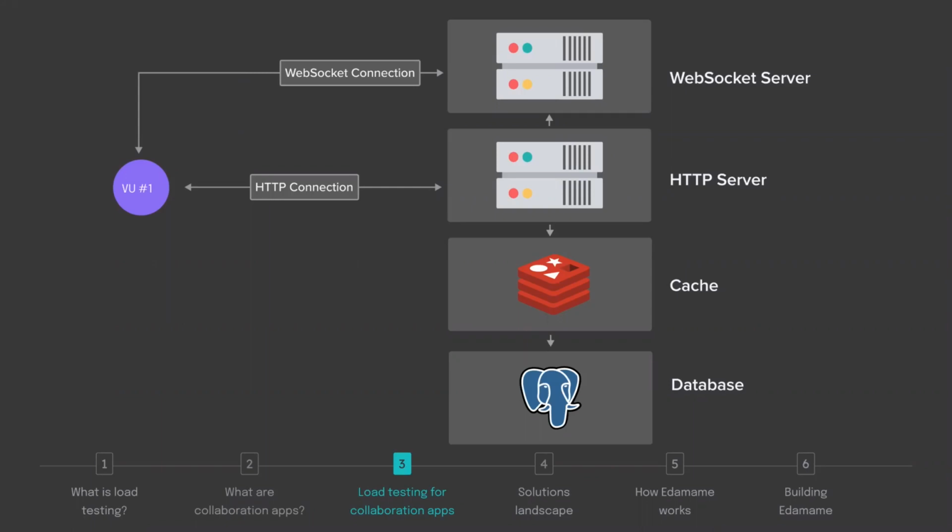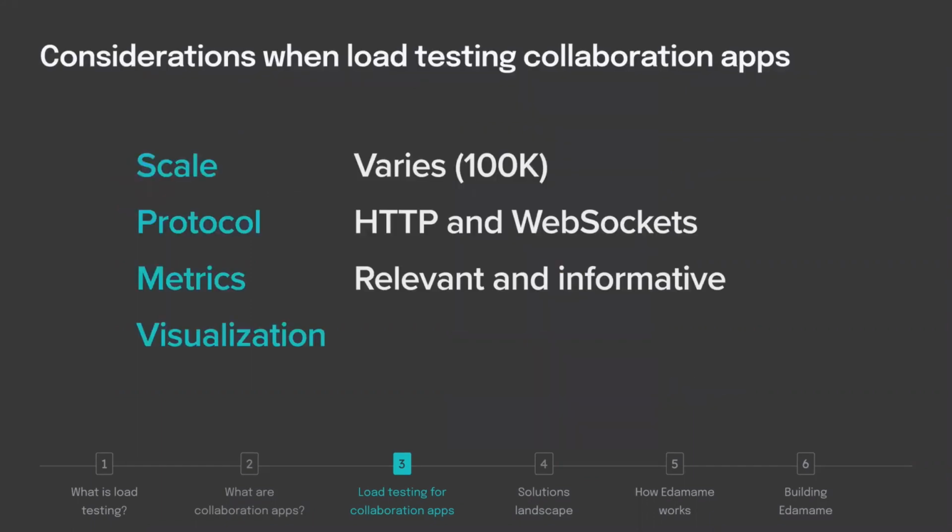So to make sure that the architecture is being tested comprehensively, the load tester's virtual users should simulate WebSocket connections. This will give the WebSocket server something to talk to and ensure that that fan out, a potential performance bottleneck, is being simulated accurately in the load test. Third, we need to consider what kind of data is meaningful for collaboration apps. Since these kinds of applications are utilizing both HTTP and WebSocket protocols, the load tester should collect metrics that are relevant to the concerns of both those protocols and informative of how end users are experiencing both those protocols.